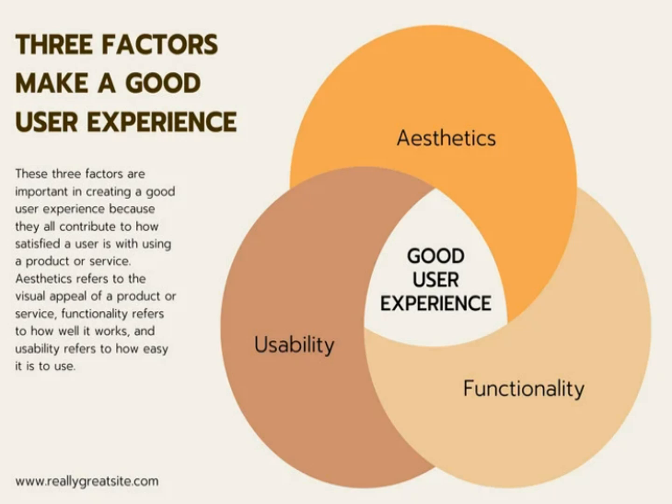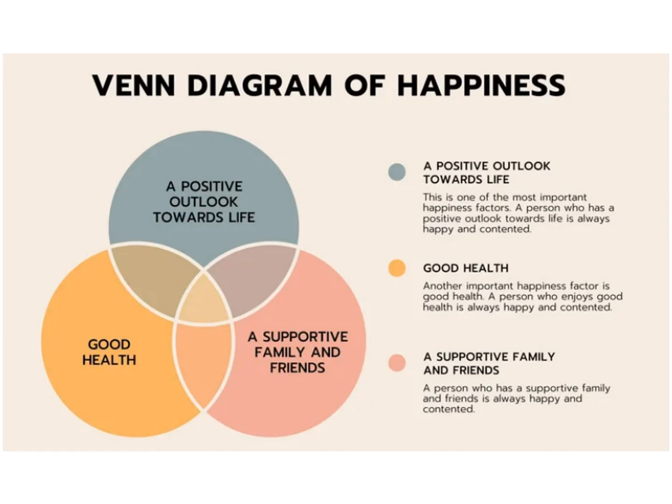So this is another type of Venn diagram. You can see the good user experience. It is the common intersection of all three areas: the aesthetic, usability, and functionality. We can also use Venn diagrams to illustrate happiness. If you want to be truly happy, you should be looking out for good health, family support, friends' support, or even a positive outlook. So these are the various examples of Venn diagrams.